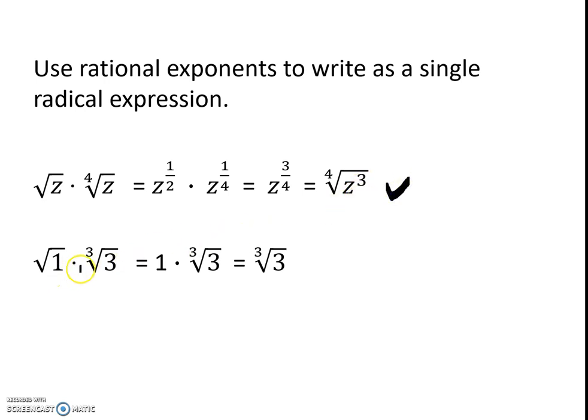We have the square root of 1 times the cube root of 3. Well, the square root of 1 is simply 1, and 1 times the cube root of 3 is the cube root of 3.